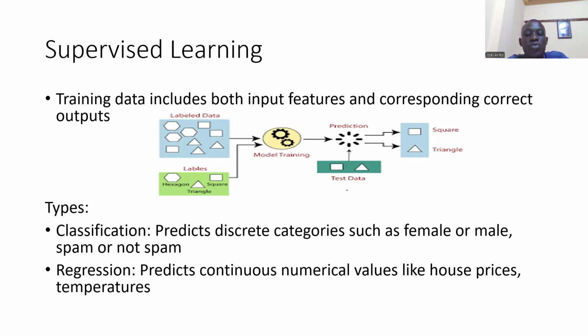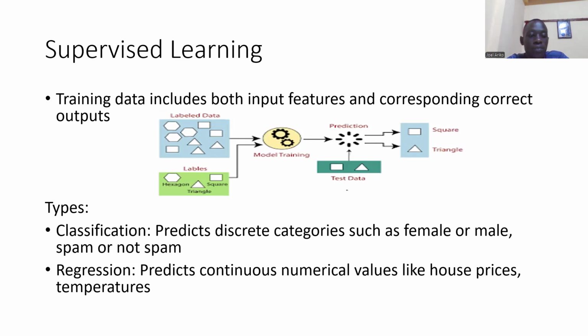Therefore, we pass it through a training algorithm. In the algorithm, we get our trained model, which is able to give predictions. So the outcome of the predictions is that it will give us those values. For example, it would have predicted a certain shape. As you're seeing there, it predicted a square and a triangle when it was given test data.